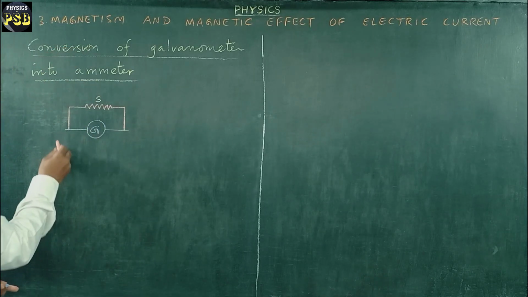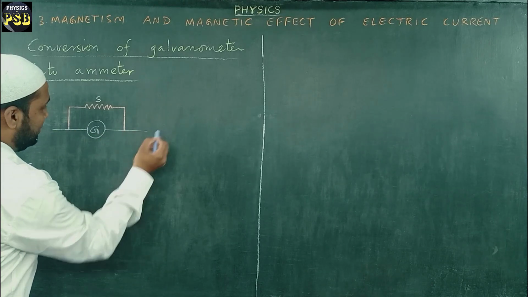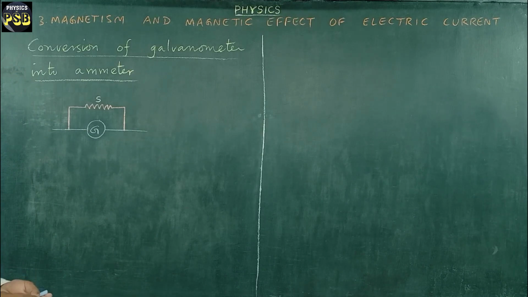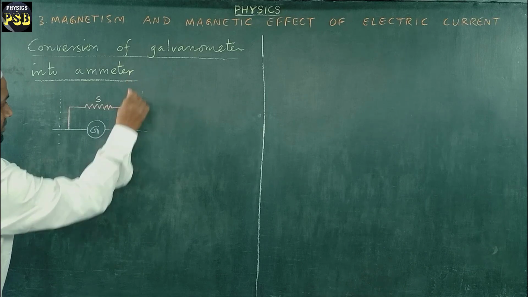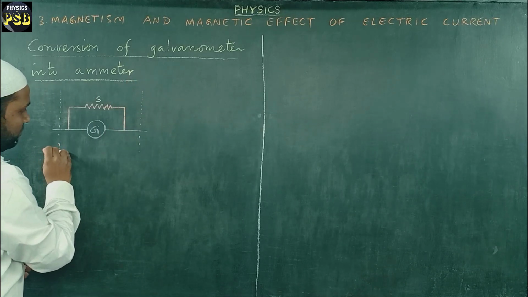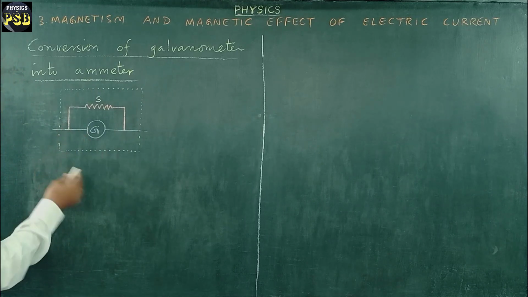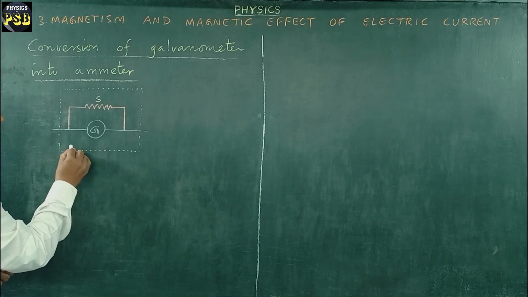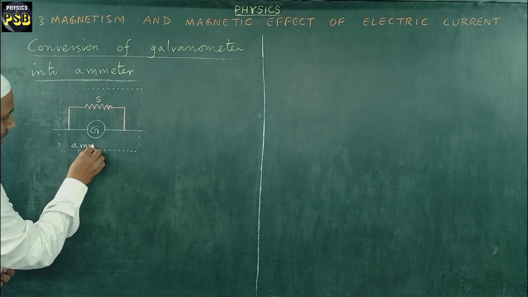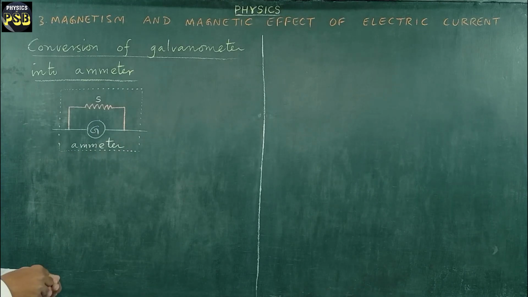After that, the scale of the galvanometer is calibrated in ampere. These are the changes we make to convert a galvanometer into an ammeter. Now, after making these changes, the device that we have obtained is nothing but an ammeter.